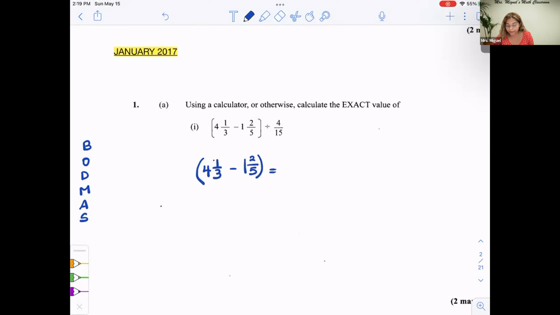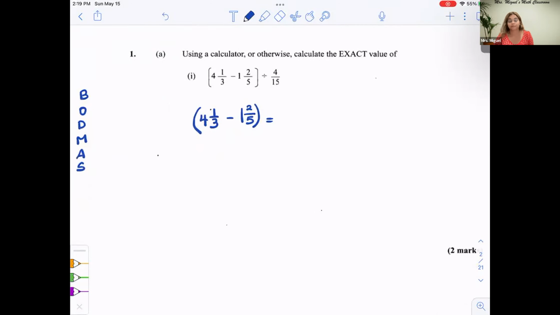It's 2 marks again. And you are to use your handy calculator. By now, each and every one of you should have a scientific calculator.